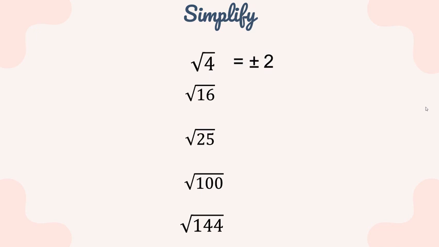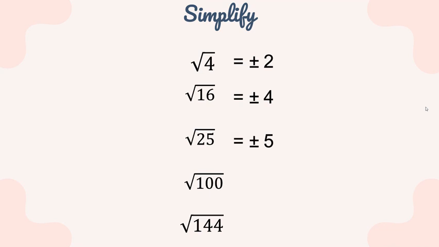The square root of 16, well, that's 4 times 4, or -4 times -4. So we would write our answer as plus minus 4. Then we have the square root of 25. Well, what multiplies to get 25? We have 5 times 5, or -5 times -5. Again, plus minus.